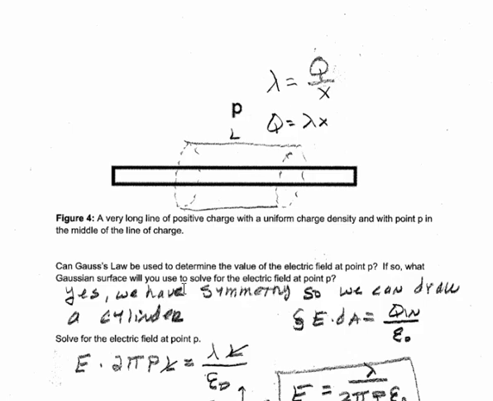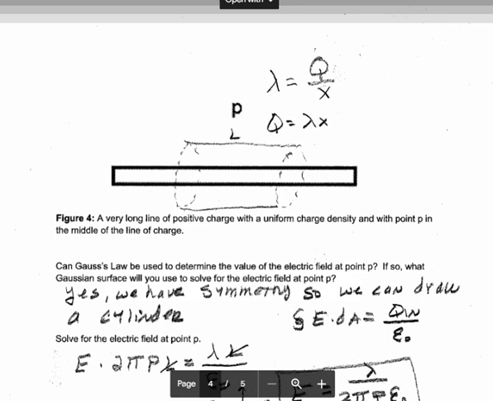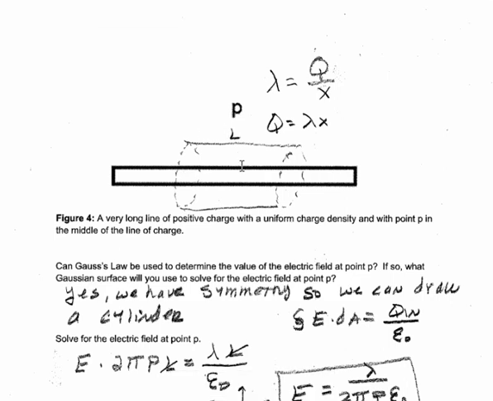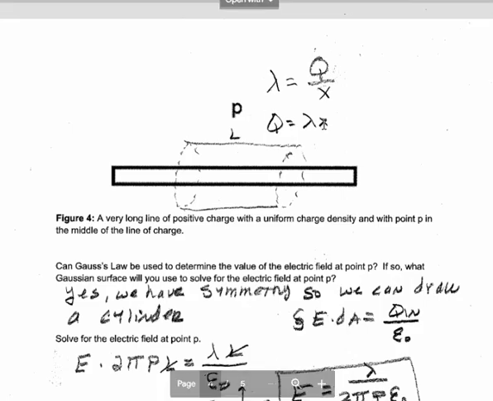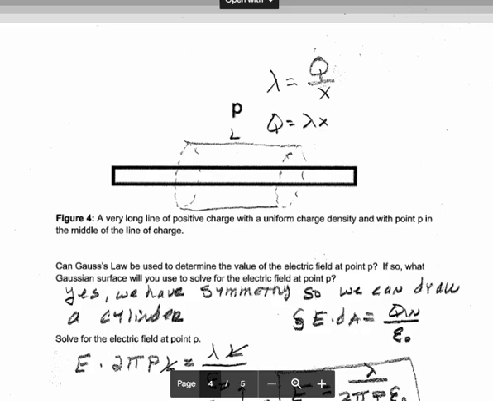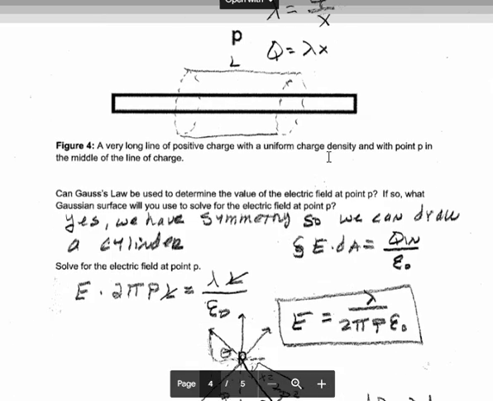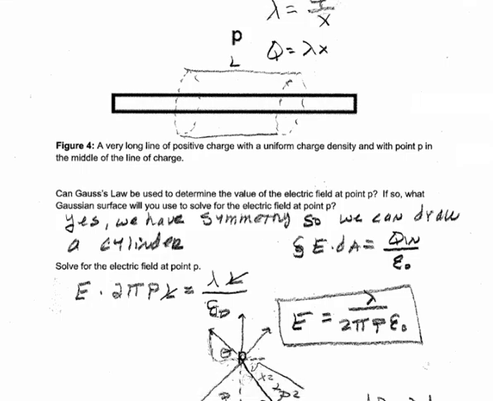Our integral is the closed surface integral of E dot dA is equal to Q inside over epsilon naught. Well, let's calculate Q inside. Since it's uniform charge density, lambda is Q over x. Therefore, Q equals lambda x. And of course, a cylinder is going to be our Gaussian surface. We'll call it a cylinder of length L, so that our Q is going to be lambda times L, and we're going to place that in for Q inside over epsilon naught.